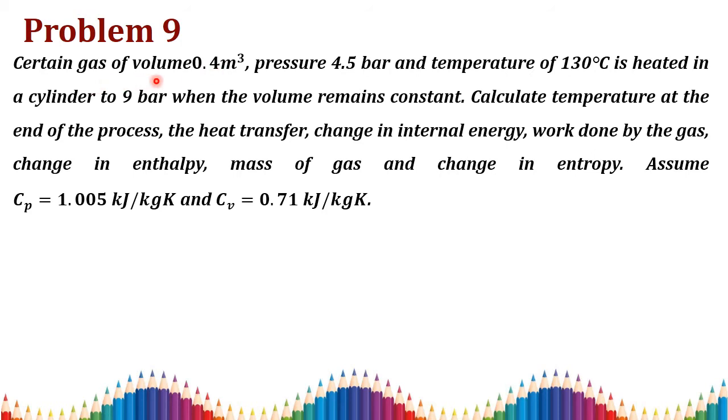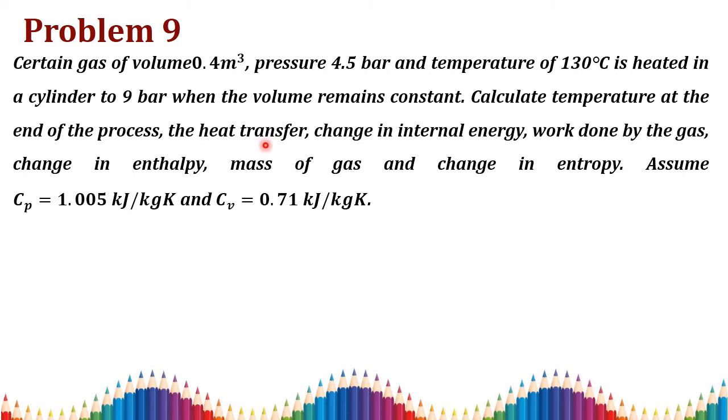So it is certain gas of volume 0.4 meter cube when the volume remains constant. So in the question itself they have given that the volume remains constant, that is V1 is equal to V2 is equal to 0.4 meter cube. Calculate the temperature at the end of the process. So we need to consider the initial state is 1 and the final state is 2.